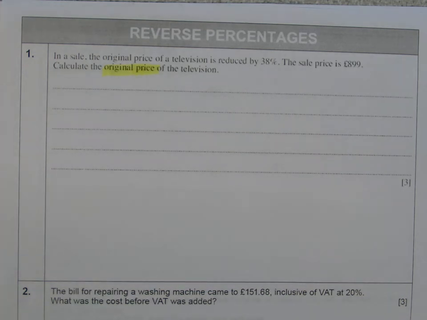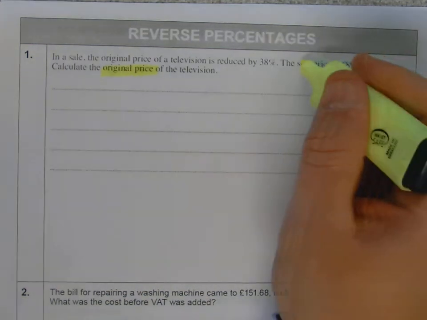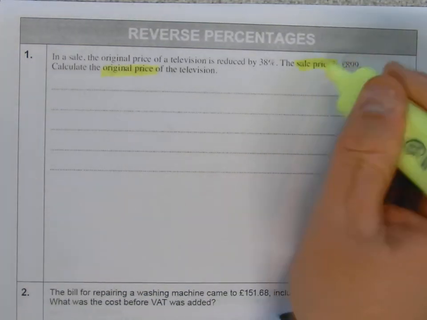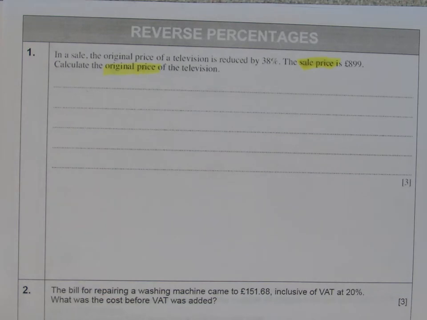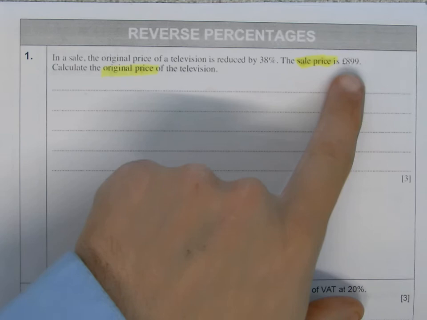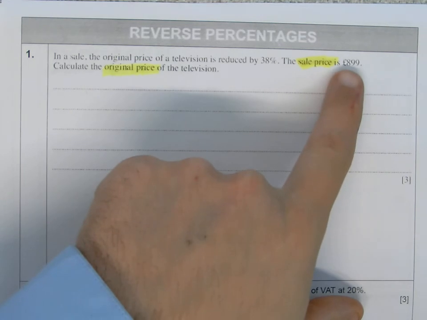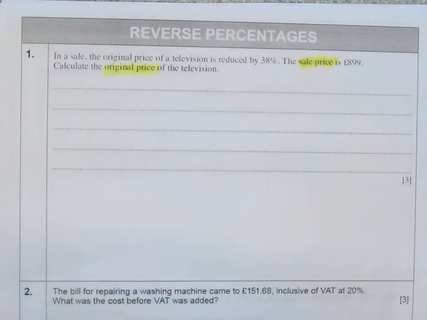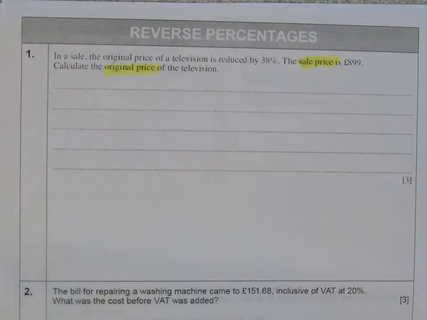So here, if we look at question 1, it says in a sale, the original price of a television is reduced by 38%. The sale price is £899. I'm shading that because it's so important. Calculate the original price of the television. So that there is not the original price. It didn't start off with that. That is the sale price. That is what you get once you reduce the original price by 38%. So the reduction has already taken place.